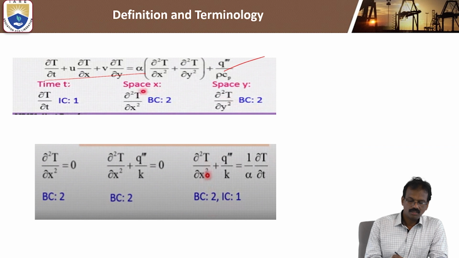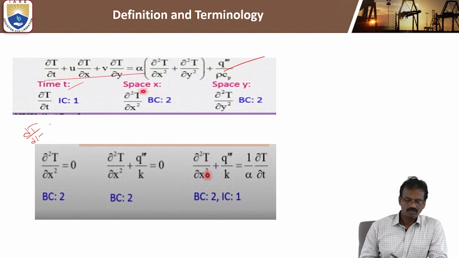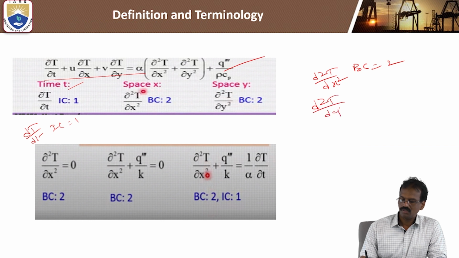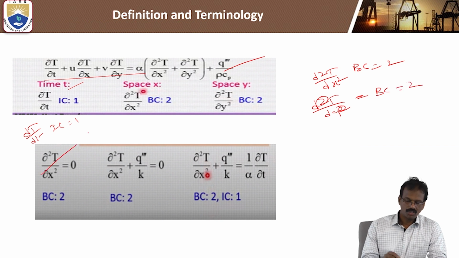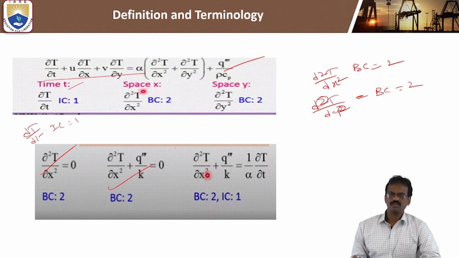Just like this is the formula, you know this one. Here dT by dt, the initial condition is equal to 1. Suppose d squared T/dx squared, boundary conditions here 2. d squared T/dy squared, so this is 2, second order. So boundary conditions are 2. Here also boundary conditions 2. Here also boundary conditions 2.